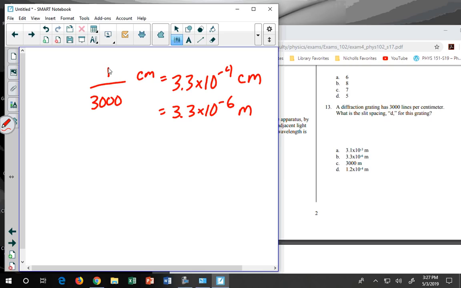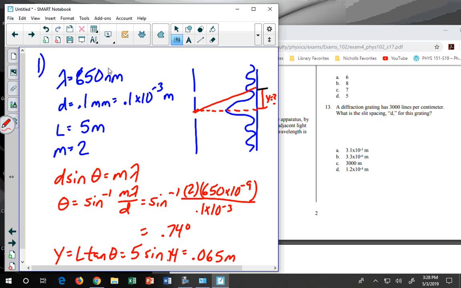Sydney? Oh, for what? The bus, the one you just did. Define y. Oh, use tangent. Did I write sine? Oh. Sorry about that. That's confusing, isn't it? Yeah. So that's 5 tan of 0.74.